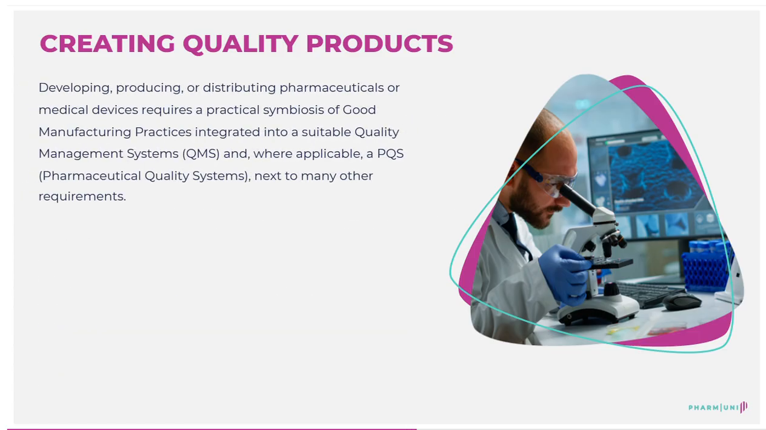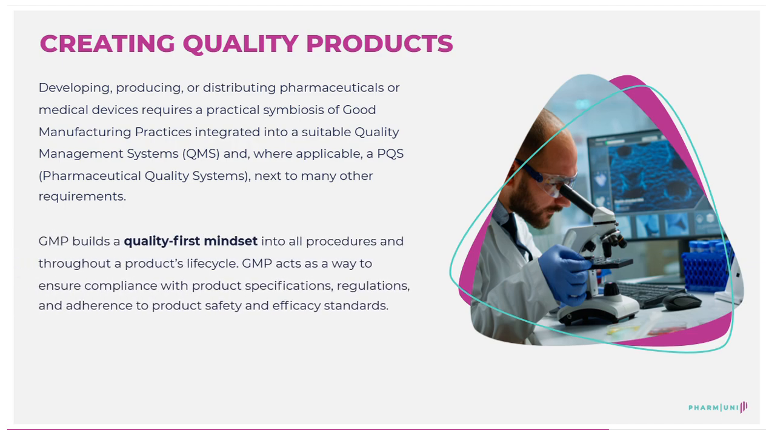Developing, producing, or distributing pharmaceuticals or medical devices requires a practical symbiosis of good manufacturing practices, integrated into a suitable quality management system, QMS, and, where applicable, a PQS, pharmaceutical quality systems, next to many other requirements. GMP builds a quality-first mindset into all procedures and throughout a product's life cycle. GMP acts as a way to ensure compliance with product specifications, regulations, and adherence to product safety and efficacy standards.